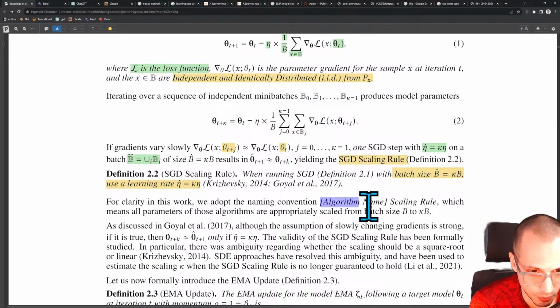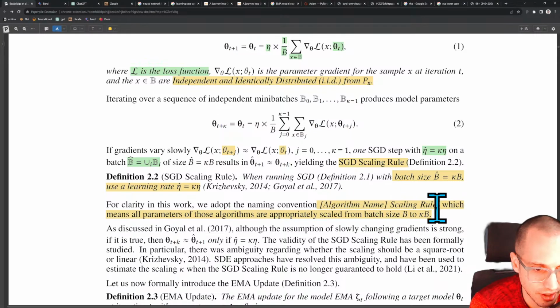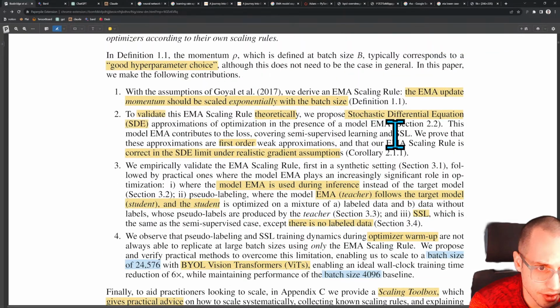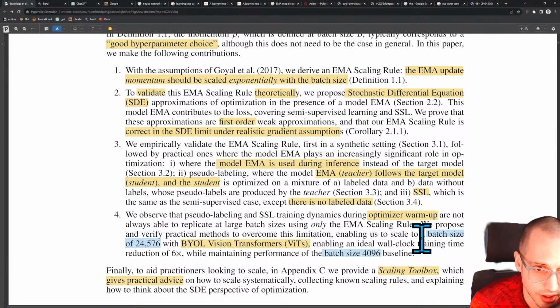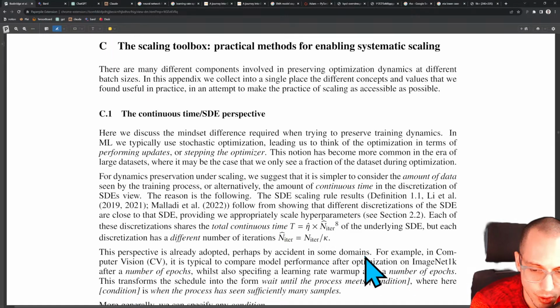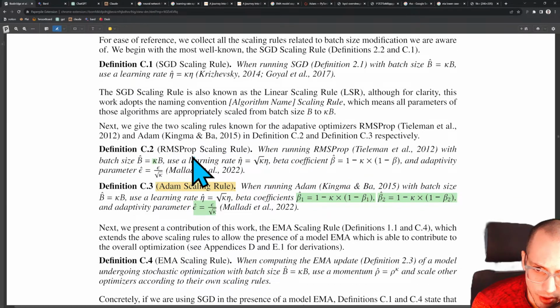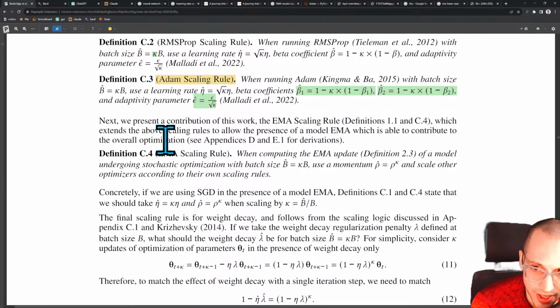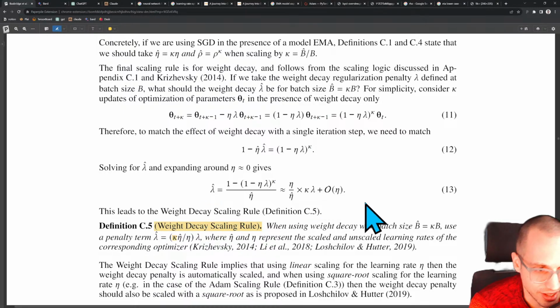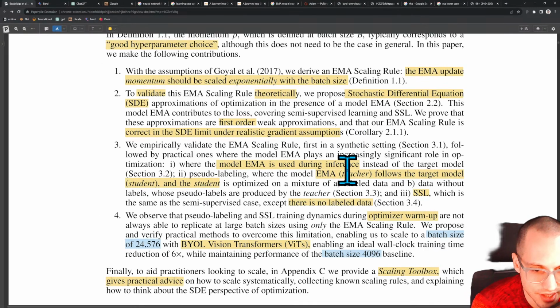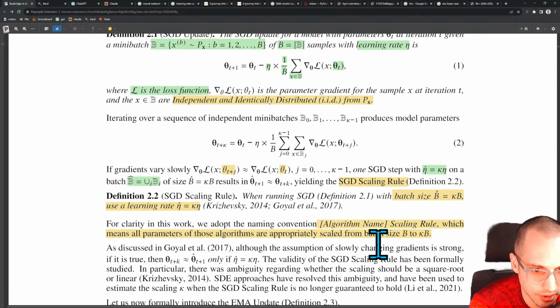Okay, so we saw how in Appendix C they had a bunch of other scaling rules, right? They're going to talk about an EMA scaling rule, a momentum scaling rule. If you go to Appendix C, they have scaling rules for all these things: RMSprop scaling rule, Adam scaling rule, EMA scaling rule, weight decay scaling rule. And what they're telling you here is that anytime they say algorithm scaling rule, they're basically saying we're going to give you some rule by which you can pick all hyperparameters required in those specific algorithms.